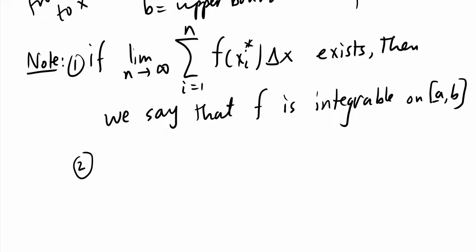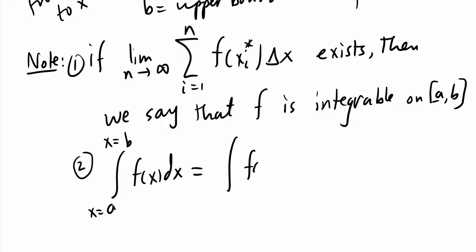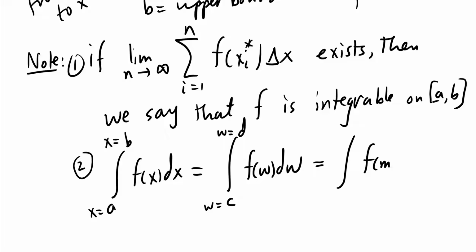Second one, when I wrote down f of x dx, we wrote from a to b. That means from x equals a to x equals b. But I want you to get used to different variables. I don't want you just to see x, x, x the whole time. So we can go, even if it's f of w dw from c to d, that means w goes from c to w equals d. So the variable has to match. If we have f of m dm, that means m goes from e to t or something. And at the end, all of them will give us the same value.